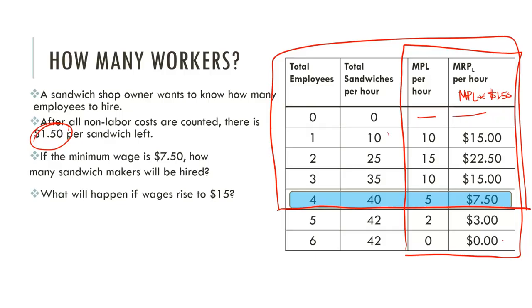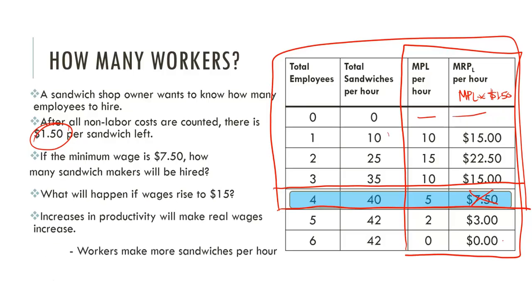Okay, what happens if wages go up to $15 an hour? Well, now this fourth guy is not going to be hired anymore because he's not generating at least $15 in value per hour. We're going to stop after 3 workers, because only workers 1, 2, and 3 are generating at least $15 an hour. In this case, they were still just as productive. Productivity didn't change. The only thing was that wages went up from 7.50 to 15.